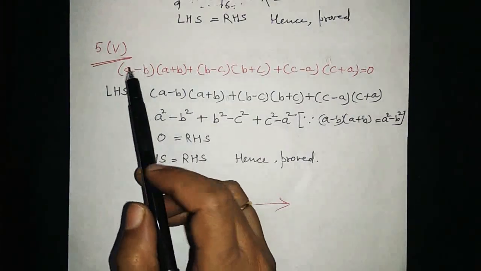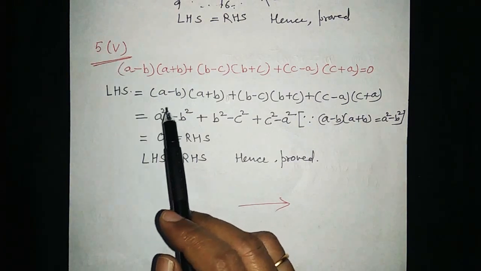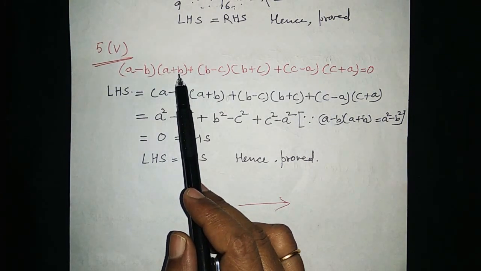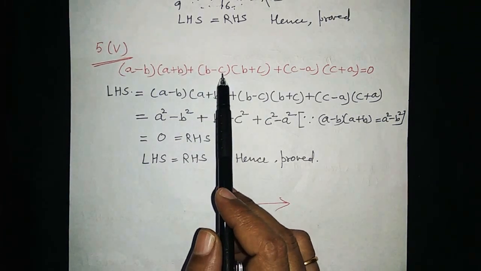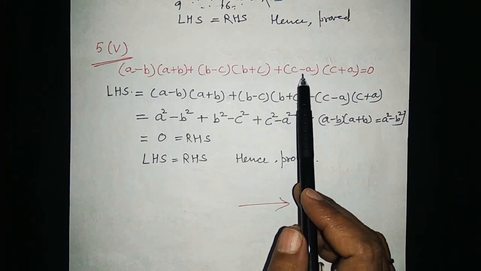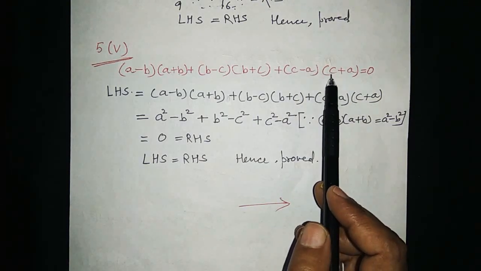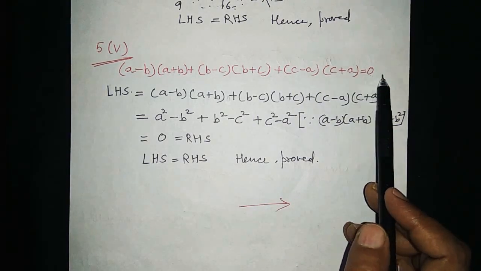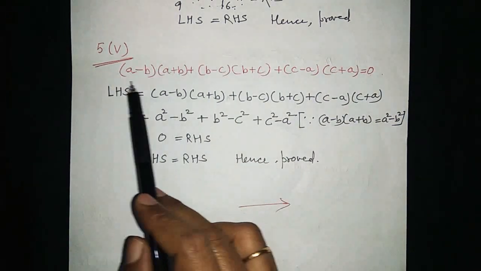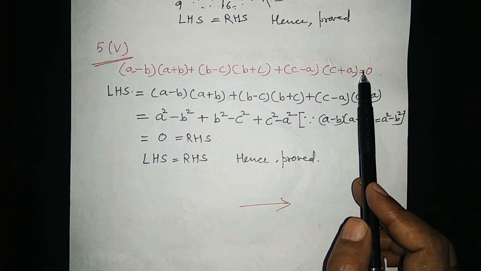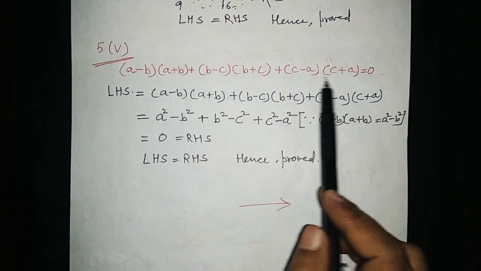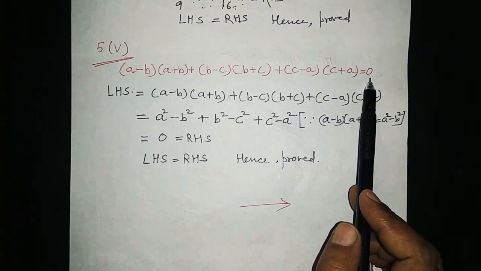Now see the fifth part of question number 5. (A − B)(A + B) + (B − C)(B + C) + (C − A)(C + A) is equal to 0. Means here we have to solve the left hand side to get 0. Okay? And here the left hand side is equal to 0.